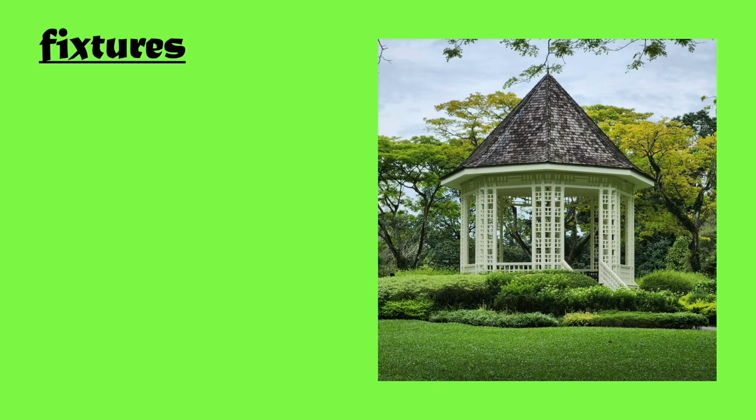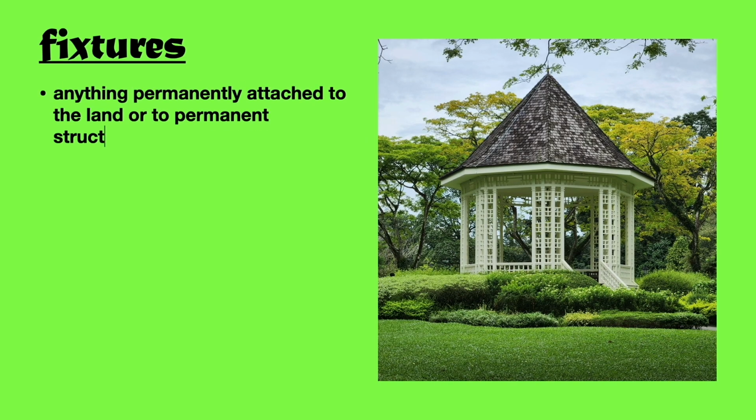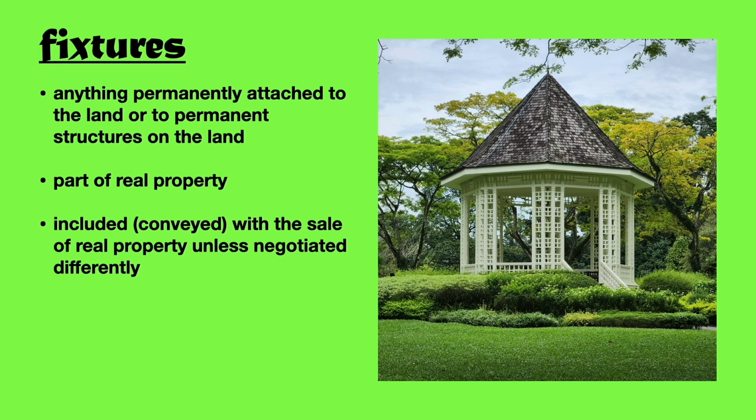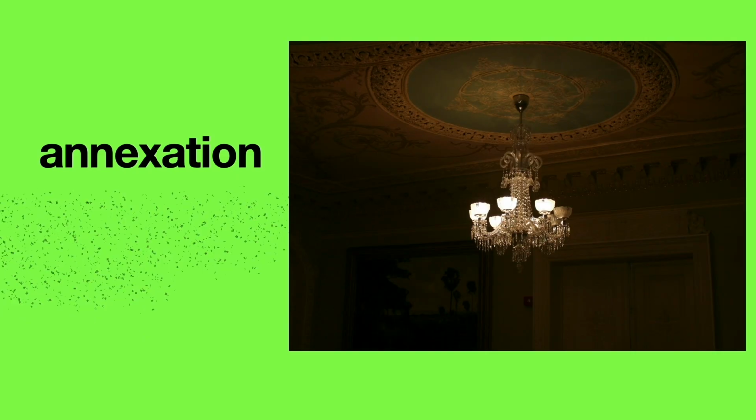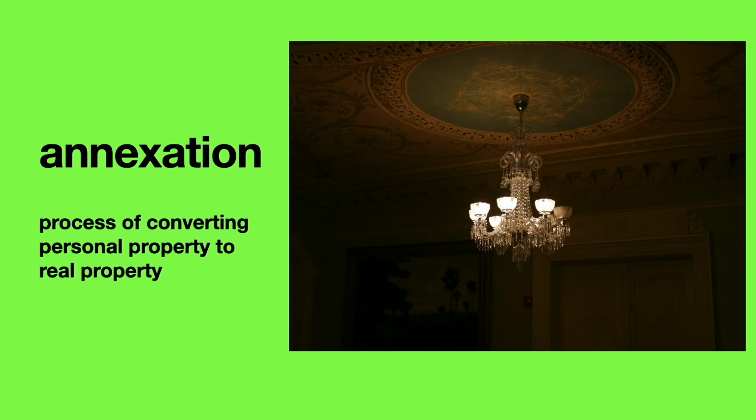Okay, back to it. Fixture: anything permanently attached to the land or to permanent structures on the land. Fixtures are part of real property and are conveyed with the sale of the property unless the parties negotiate differently. Fixtures that are removed from the improvement before an agreement of sale becomes personal property again through the process of severance. Annexation. This is the process of converting personal property to real property.